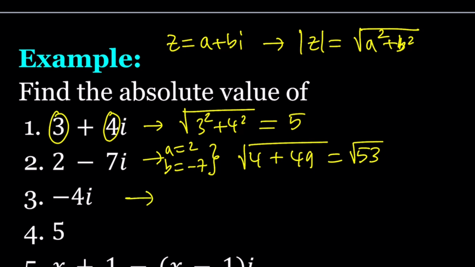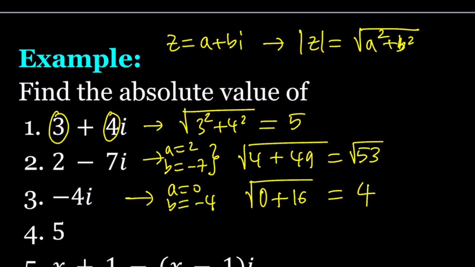Let's do this one. This one is interesting because there is no real part, which means a is 0 and b is negative 4. No worries, if a is 0, then its square is 0, b squared is 16, and the square root of 16 is 4. This is significant because negative 4i doesn't have a real part, and we just take the coefficient of i, which is negative 4, the imaginary part, and take the absolute value, and we get the answer. So whenever you have something times i, the absolute value is just the absolute value of that thing. Make sense?